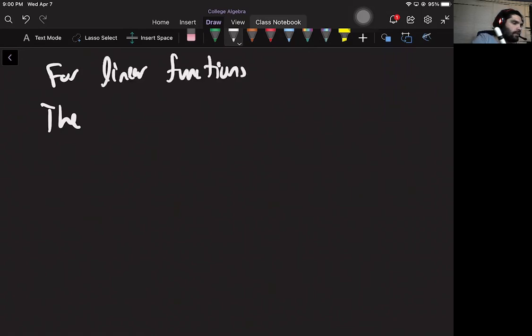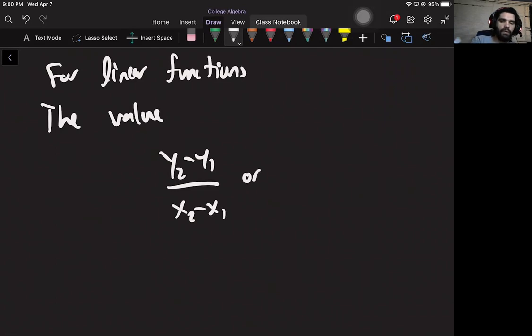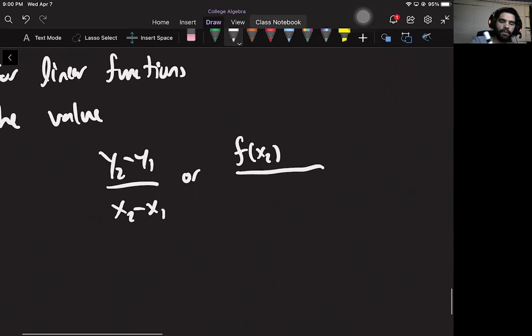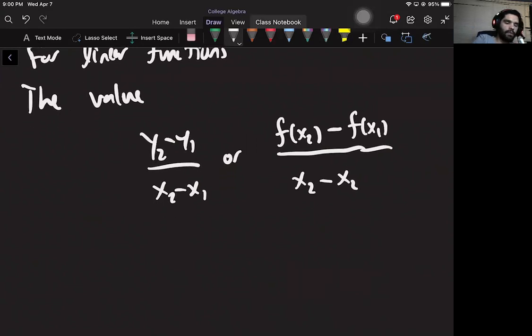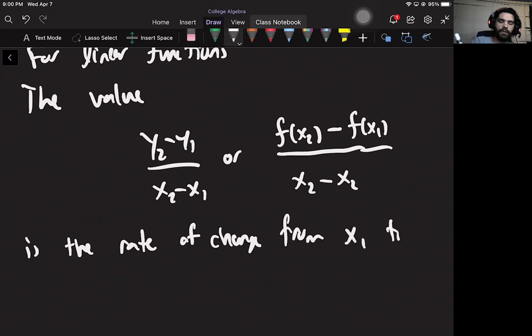So for linear functions, the value that we've been calculating, y2 minus y1 over x2 minus x1, you could always write it as, because y2 comes from plugging in x2 to the function, f of x2 minus f of x1, because y1 comes from plugging in x1 to the function. It's the same thing. These are both the same. This value, whatever it is, is called the rate of change from x1 to x2.